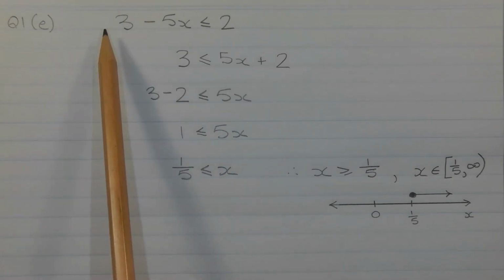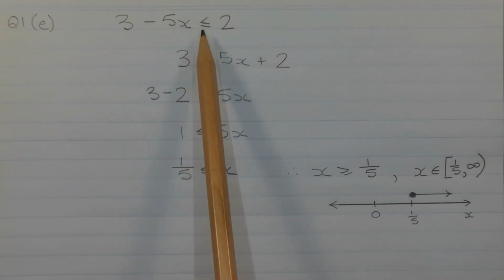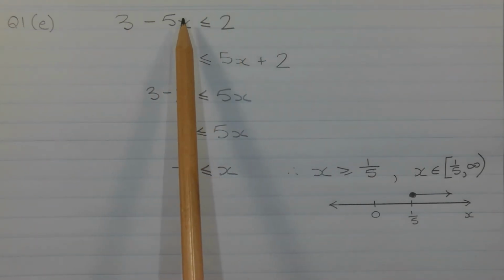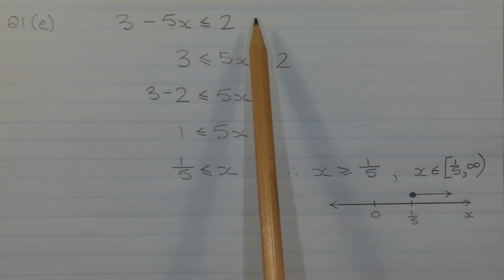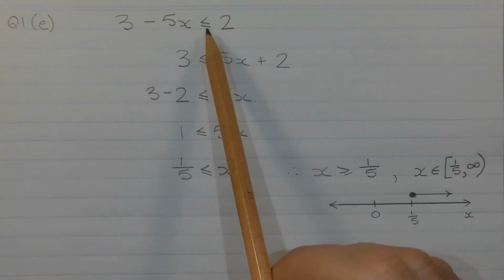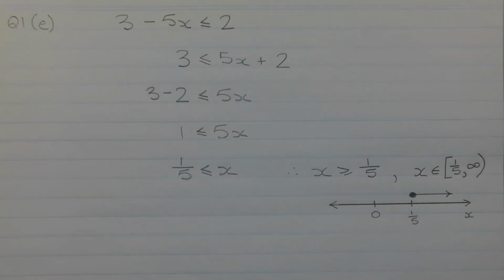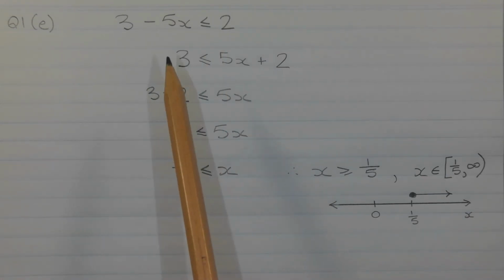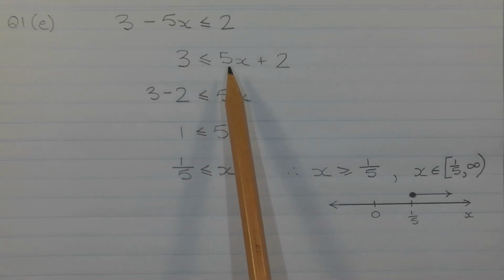So starting off with 3 minus 5x less than or equal to 2, I'm going to move this negative 5x over to the other side by adding 5x to both sides of the inequality. Now, adding or subtracting by any value, regardless of whether it's positive or negative, does not require the switching or the flipping of the inequality symbol. So adding 5x to both sides of the inequality, following the same rules as solving an equation, we get 3 is less than or equal to 5x plus 2.